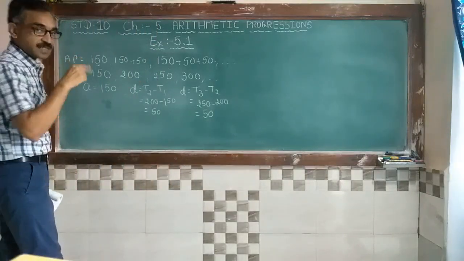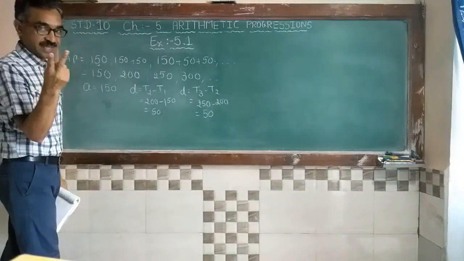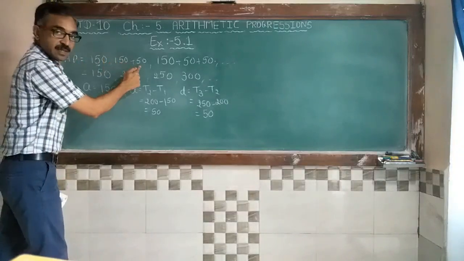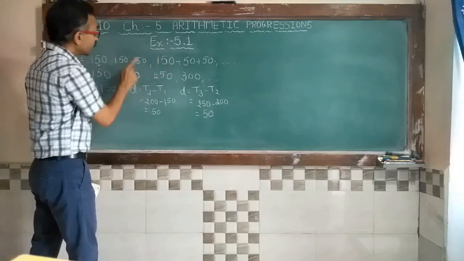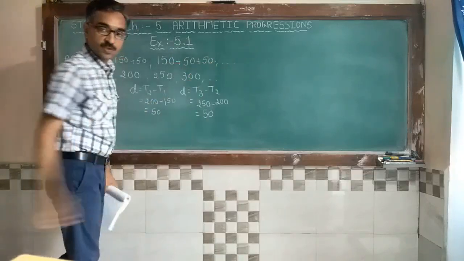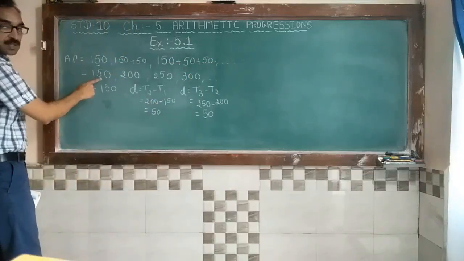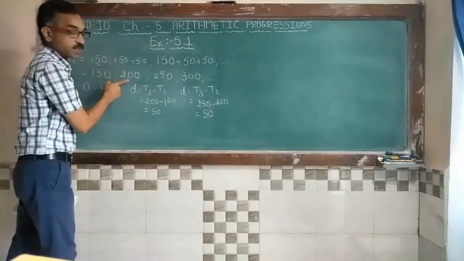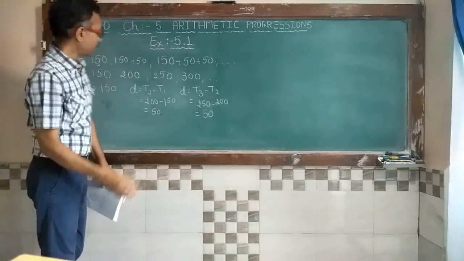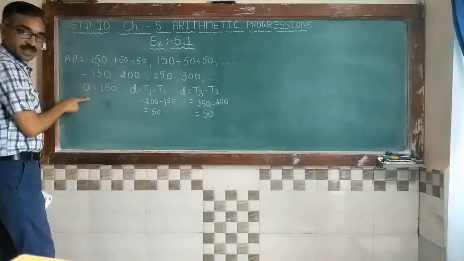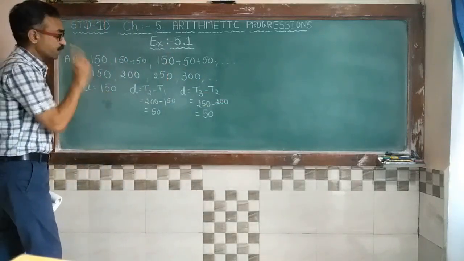That means the next meter, the second meter, costs 150 plus 50. For the third meter, 150 plus 50 plus 50, and so on. So your actual AP is 150, then 200, 250, 300 and so on. So your first term A is 150.